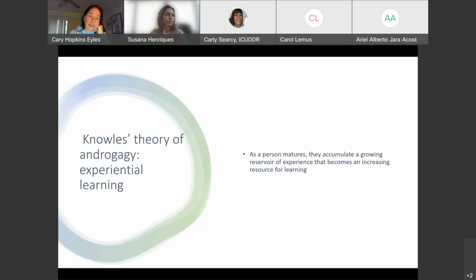And so we know from Knowles's theory of andragogy, as a person matures, they accumulate this reservoir of experience, and that's a resource for them for learning. And we want them to be able to share it, like some of you have already shared some of your experience with us today, but we also want them to use that to grow their learning from.